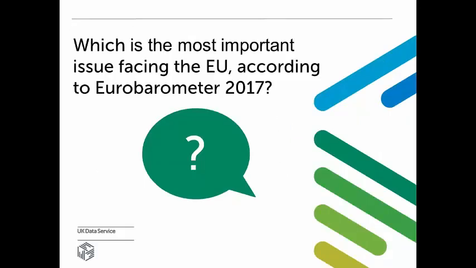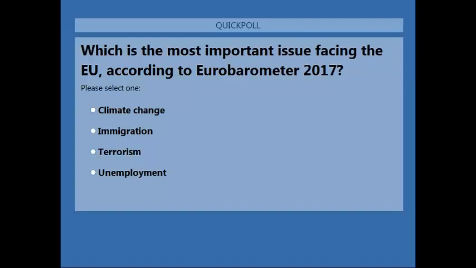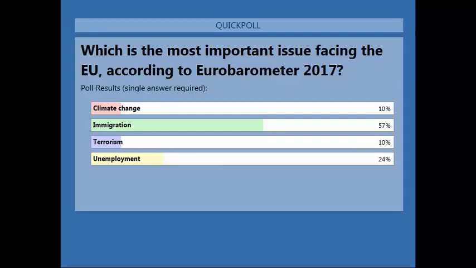Okay, so a poll. Which issue is the most important to people in the EU according to Eurobarometer 2017? This is a question that was asked of people, to see what people thought. If you thought climate change, many of you thought immigration, and you're right about that. Terrorism, not so many. And unemployment.